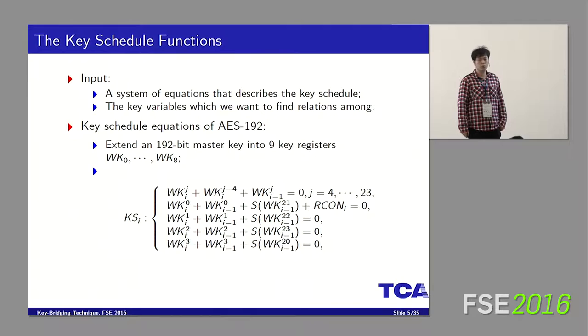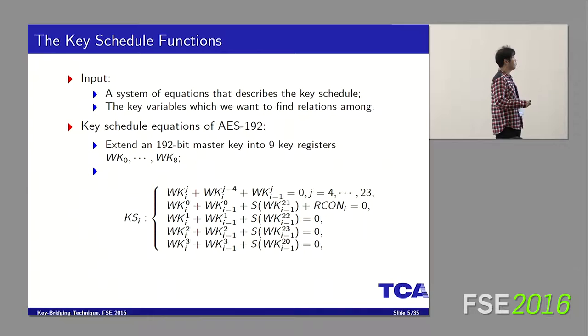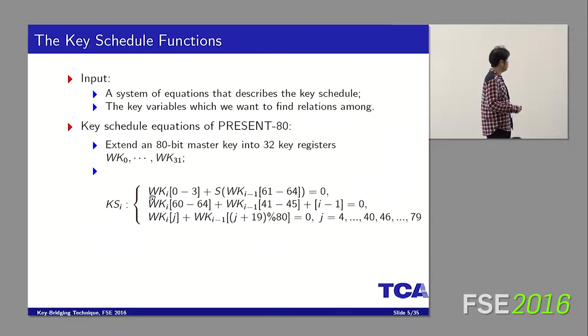The key schedule of AES-192 expands a 192-bit master key into 9 key registers WK0 to WK8 as follows. Here, plus means XOR, S means Sbox permutation, and RCON means round constant. The key schedule of PRESENT-80 expands an 80-bit master key into 32 key registers WK0 to WK31 as follows.